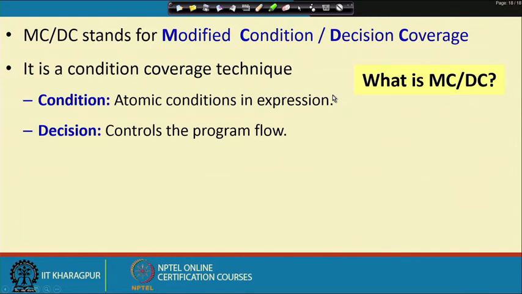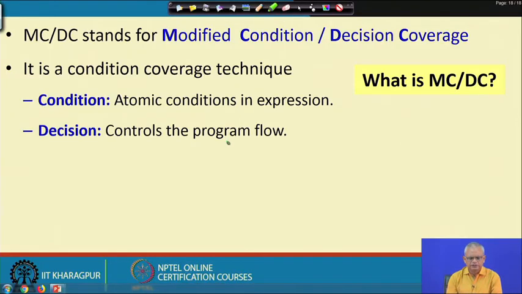Now, let us try to understand what MCDC is and how to design the MCDC test cases. As we have been already using the terms condition and decision, the condition is the atomic condition in an expression or a sub expression. The decision is the outcome of a decision statement and controls the program flow. We have already seen what the basic conditions are and what the decision is.